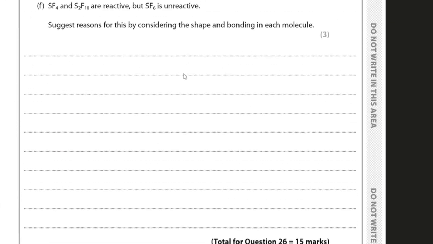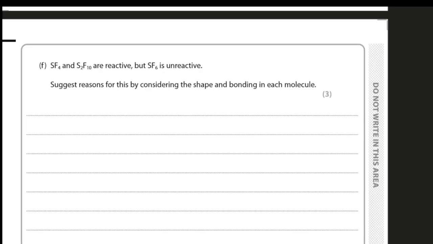Moving on, SF4 and S2F10 are reactive, but SF6 is unreactive. Suggest reasons for this, considering the shape and bonding in each molecule. Now in order to solve this, we need to analyze the compounds present down here. First of all, for SF6, there are 6 strong fluorine atoms connected covalently with the central sulfur atom. So these bonds are quite strong, producing a giant covalent structure.